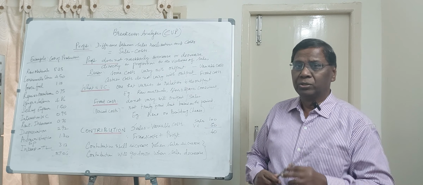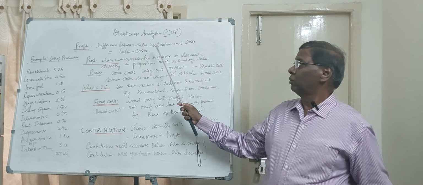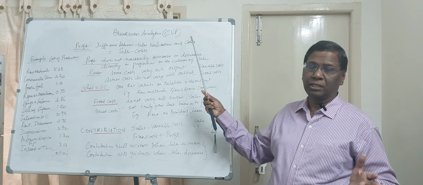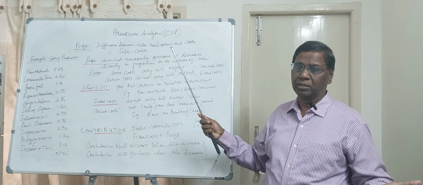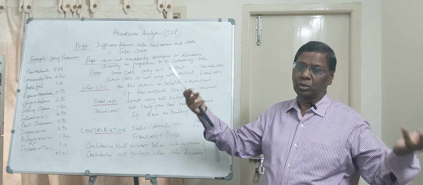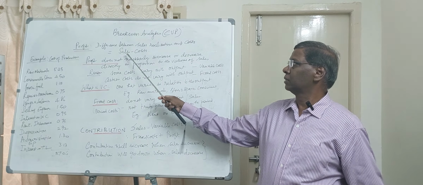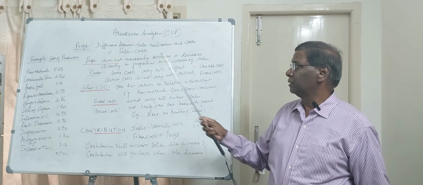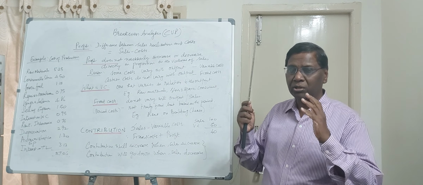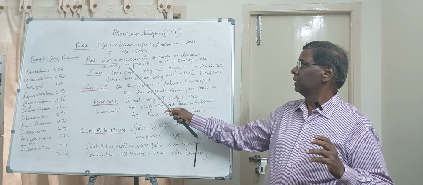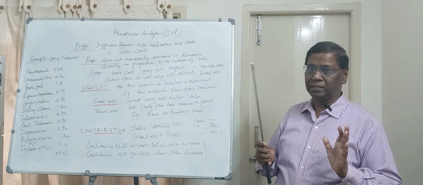So what is profit? Profit is the difference between sales realization and cost. The costs you are already incurring. Sales realization is the sales price, the total sales. So sales minus cost equals profit. Here you have to understand that profit does not necessarily increase or decrease directly in proportion to the volume of sales.